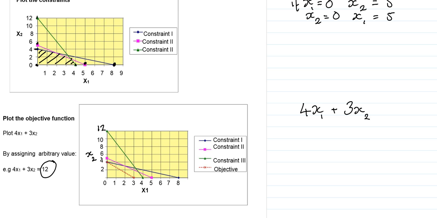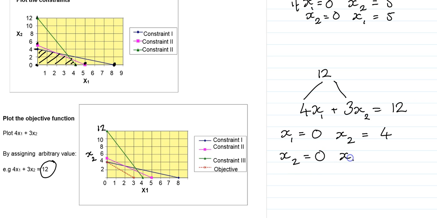It could be below. So I don't want figures that are going to be outside my range. The reason I picked 12 was to multiply those two together, and that equals 12. So now to plot my objective function, if x1 equals 0, then x2 is going to equal 4. If x2 equals 0, x1 will equal 3. And so I plot the objective function, which in the graph is the red dotted line.